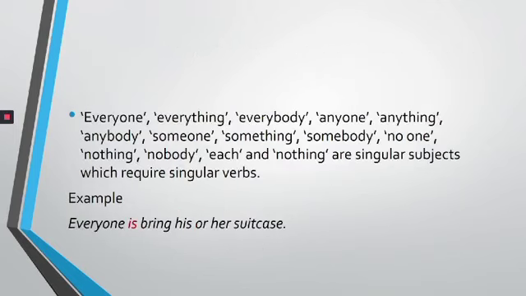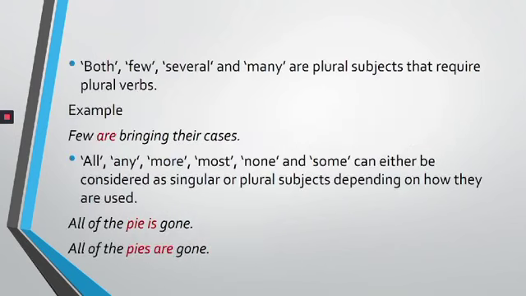Everyone, everything, everybody, anyone, anything, anybody, someone, something, somebody, no one, nothing, nobody, and each are singular subjects which require singular verbs. For example, everyone is bringing his or her suitcase. Both, few, several, and many are plural subjects that require plural verbs. So we have few are bringing their cases.